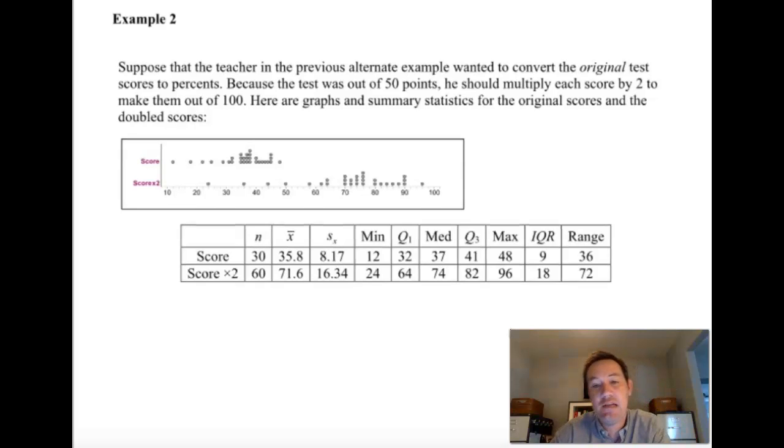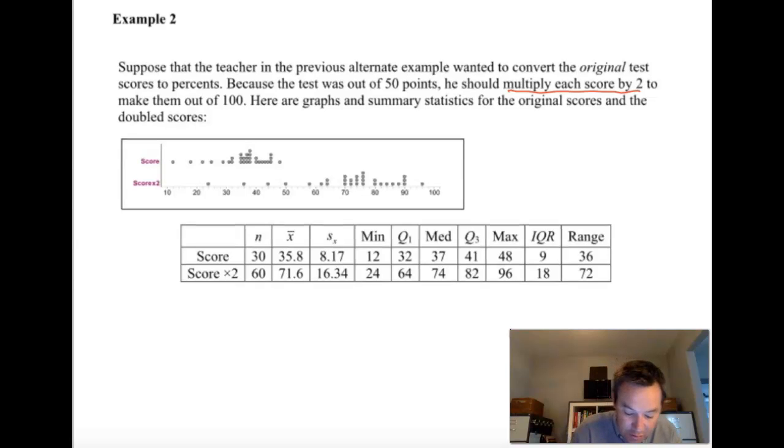So we use that same data set, and in this case, since the tests were out of 50, let's say we wanted to find the percent score. Well, since it's out of 50, all we would have to do is multiply each score by 2 to get its percent. So I'm just taking every individual score and multiplying it by 2.